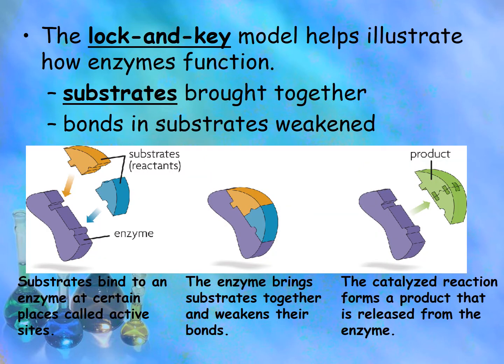So the lock and key model helps illustrate how enzymes function. If you think about how you have a lock on your door to your home and only a certain shape of a key will fit that lock, that's kind of how enzymes and substrates work. So substrates are brought together with an enzyme. The bonds in the substrates are weakened. They are changed, and the catalyzed reaction can then form a product, and then that product gets released from the enzyme.